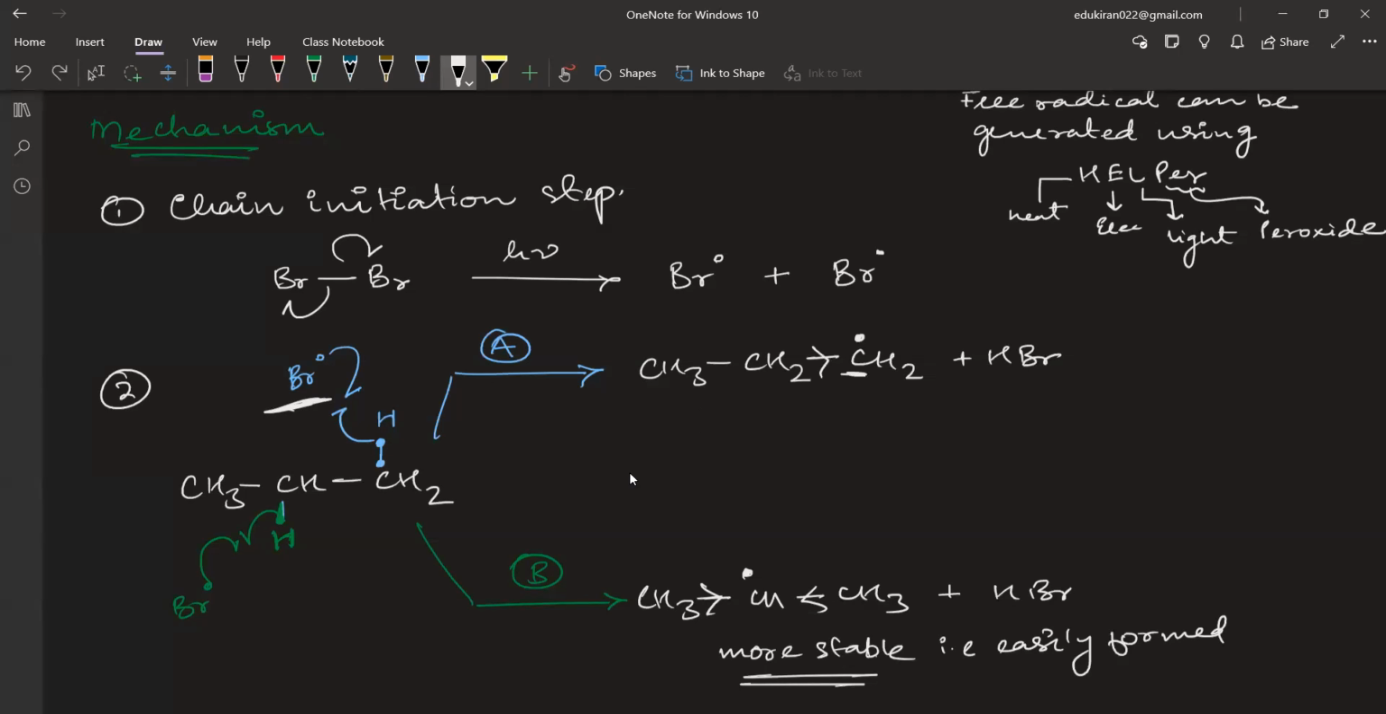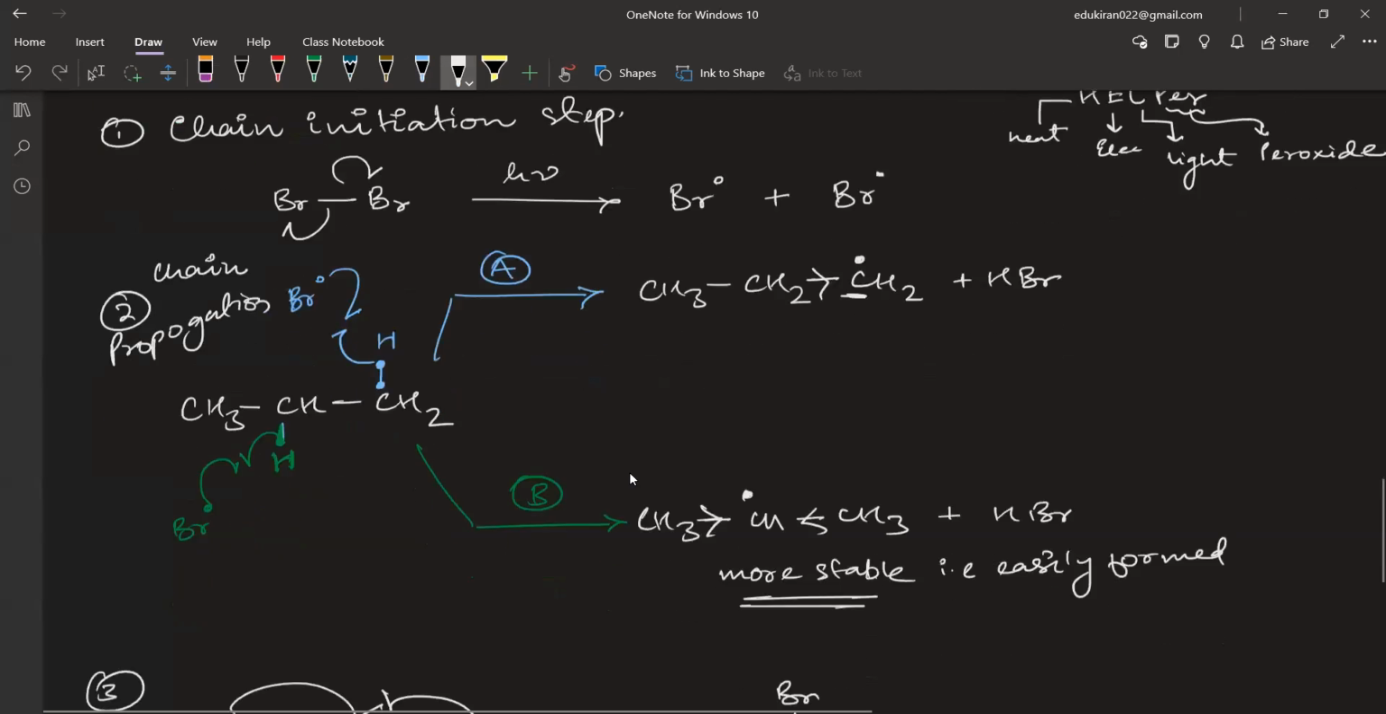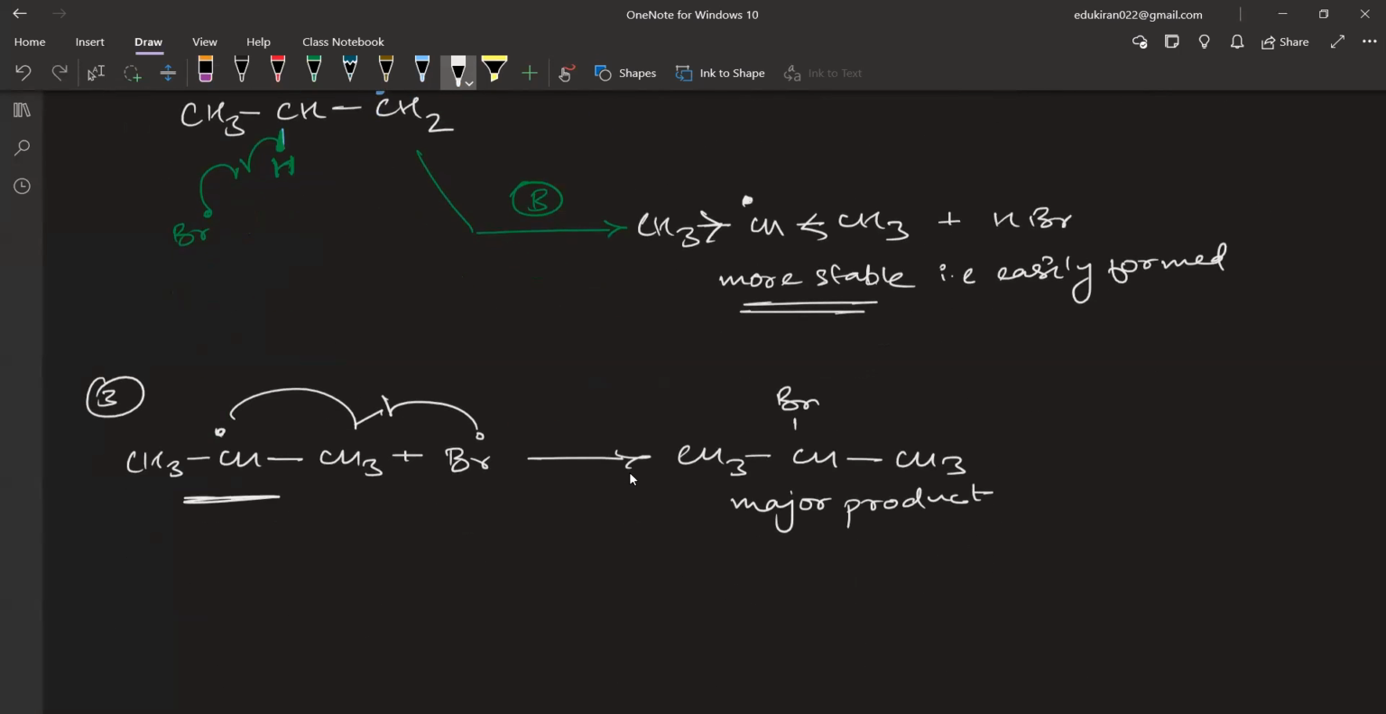So when you have a free radical in the reactant and the product both, that step is known as the chain propagation step. And the third step, in which you have two free radicals in the reactant but zero free radicals in the product. As you can see, CH3 CH free radical plus Br free radical is going to give you CH3 CHBr CH3. This will be known as the chain termination step.